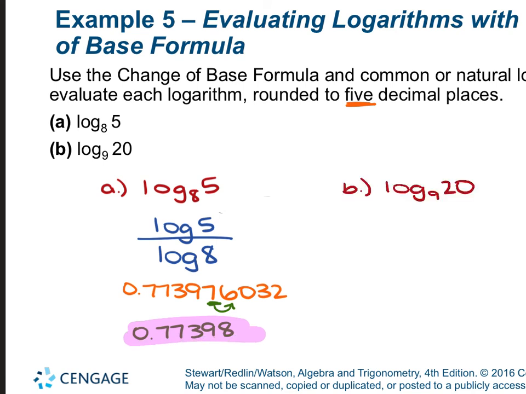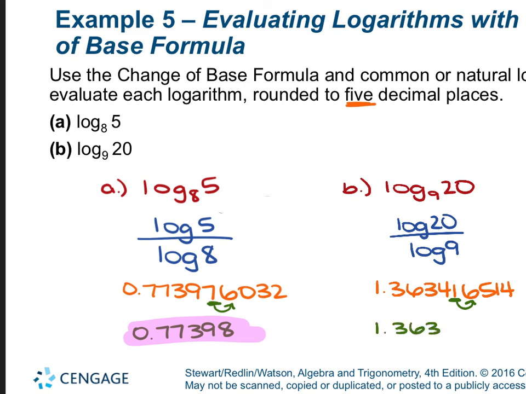For example B, we're given log 9 of 20. Ask yourself, can I raise 9 to a power to get 20? You can't, so take the log of both. You're going to do log 20 divided by log 9. Use your calculator. Type in log 20, close the parentheses, divided by log 9, close the parentheses, hit enter. You get 1.363416514. Again, we're rounding to the 5th decimal place, which is that 1. The 6 is 5 or higher, so it becomes 1.36342.